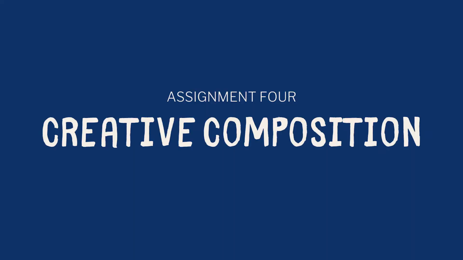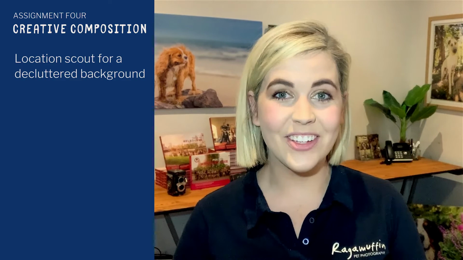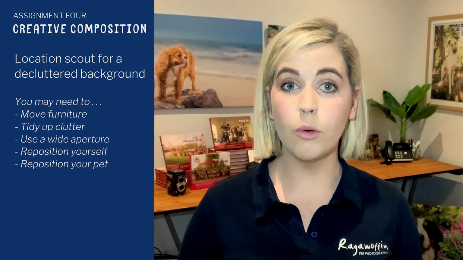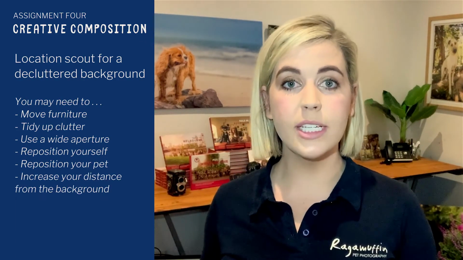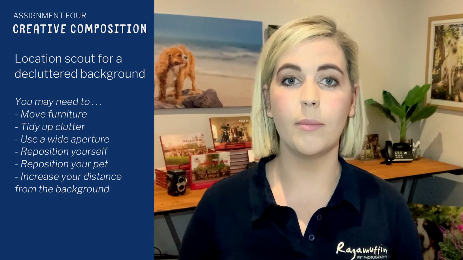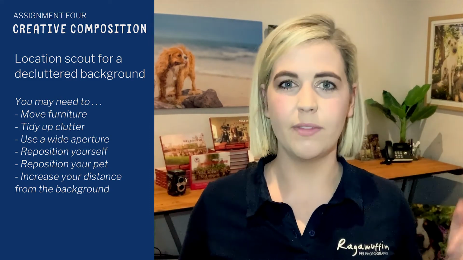Assignment 4 is creative composition, and you're going to be building on everything that you've learned in the first 3 days of this challenge, plus adding some of these compositional rules to really start to elevate your snapshots into portraits. So the first thing you're going to do with this assignment is go location scouting. I want you to find a spot around your home, in your backyard, or in a local park where you can take a photo of your pet without there being loads of distracting background elements. You may need to move furniture, tidy up some clutter, or use a wider aperture. You may need to reposition yourself or your pet, or you might find that just increasing the distance between your pet and those background elements makes them less noticeable, less of a distraction.